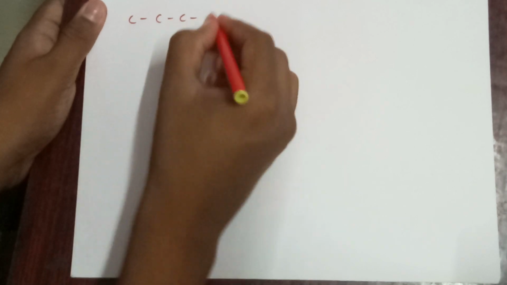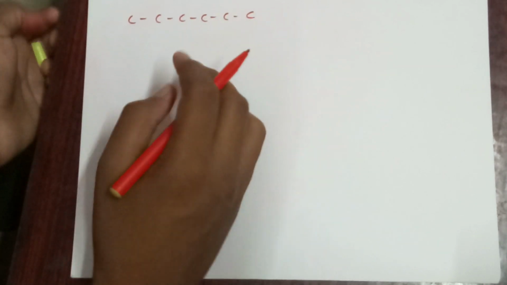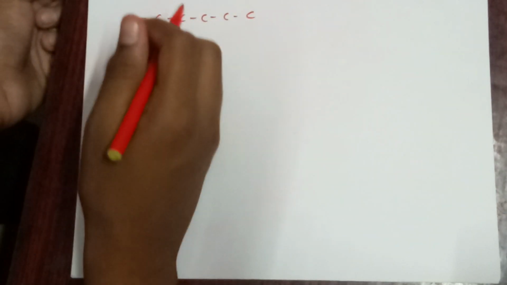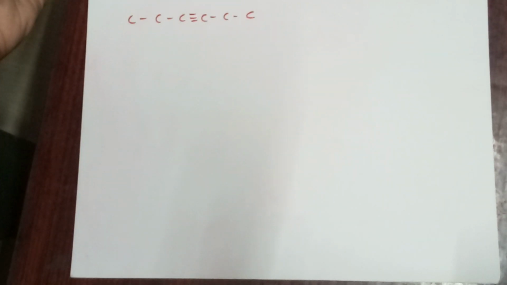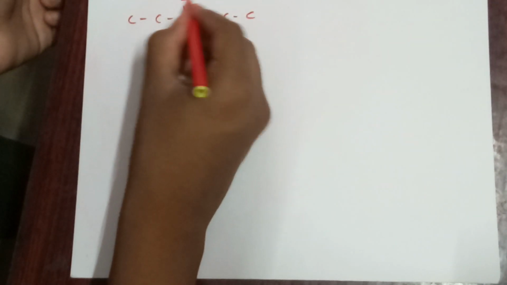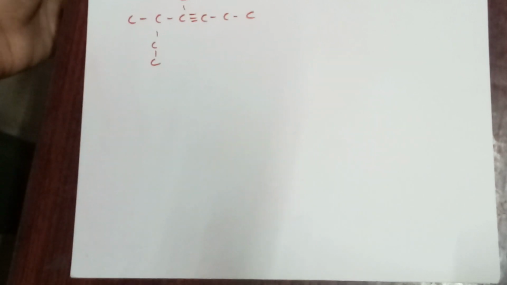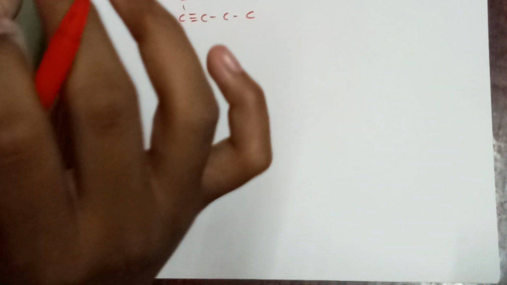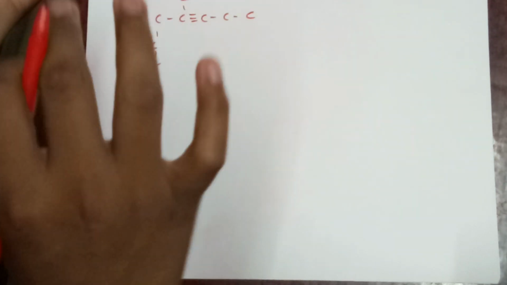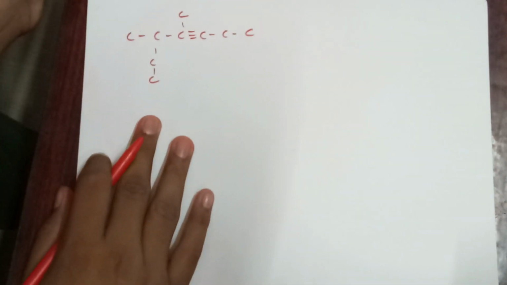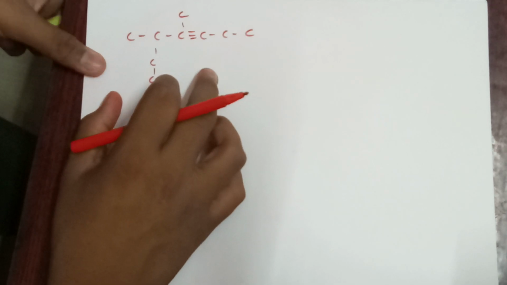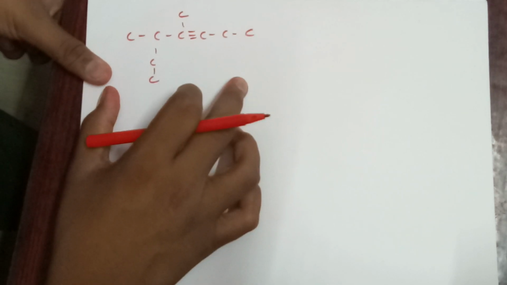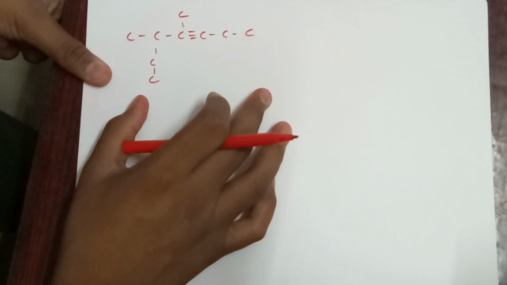One, two, three, four, five, six. The triple bond will be here. Just cool down and never get tensed while doing these sums. First, check for any prefix. We don't have any prefix. That means we don't have any functional groups.